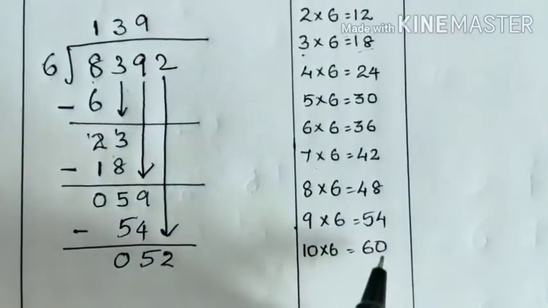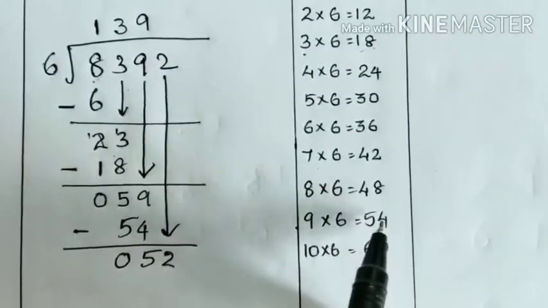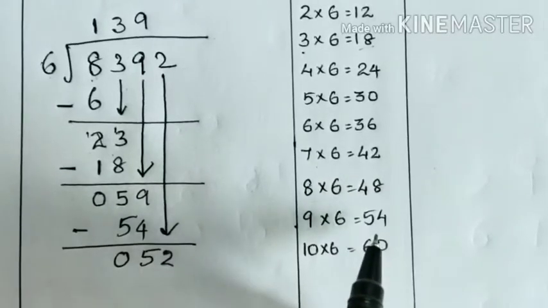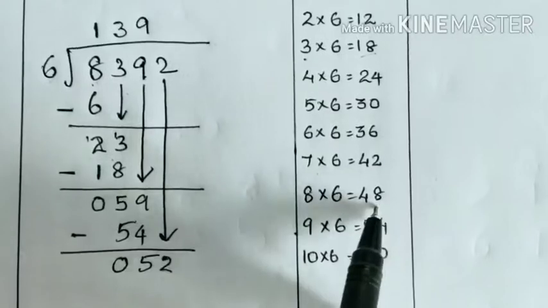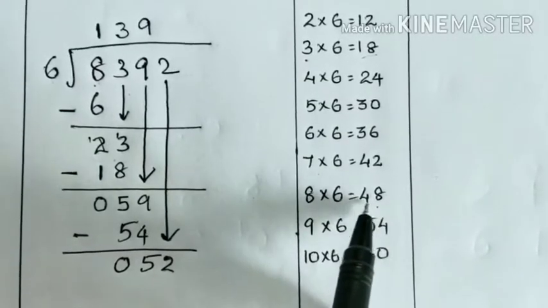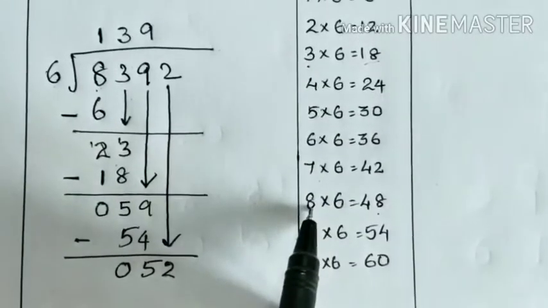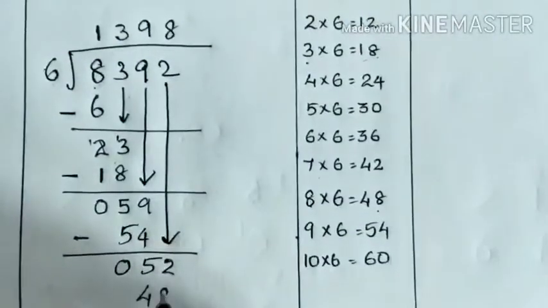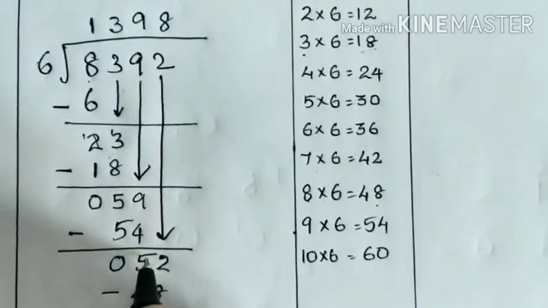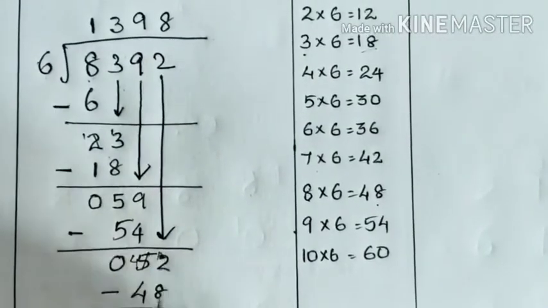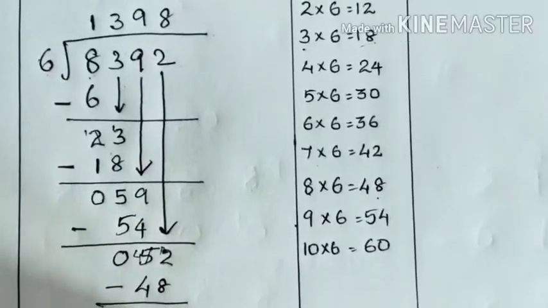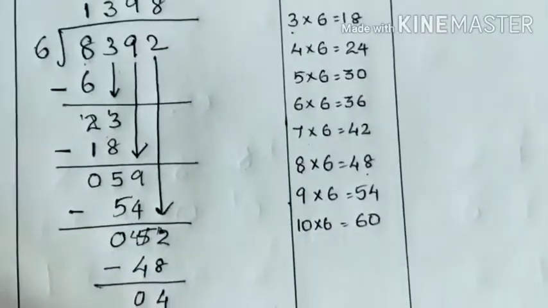52. Is there 52 in the table of 6? No. 48, 54, 60. 52 is not there. Less than 52, 48. How many times? 8 times. 6 8s are 48. Again subtract, 2 minus 8 we cannot do. 12. 12 minus 8, 4. 4 minus 4, 0. Okay.